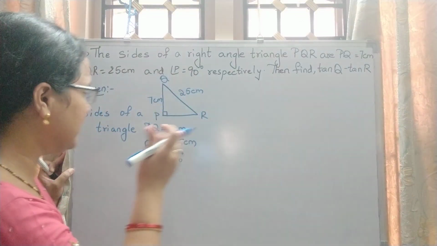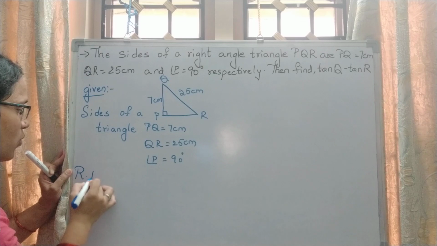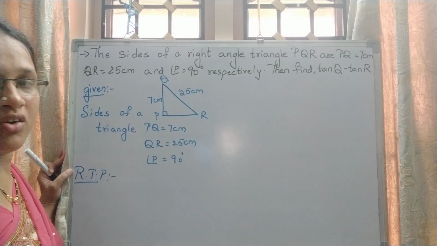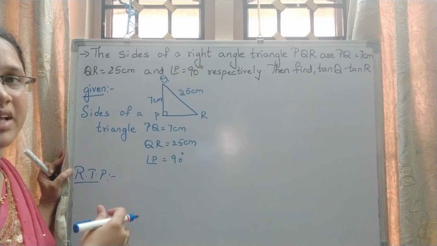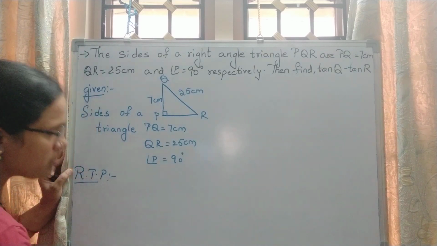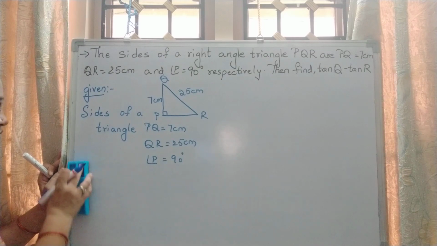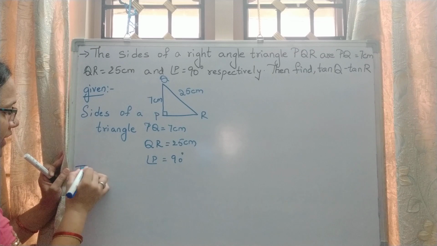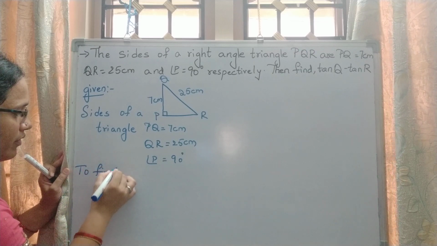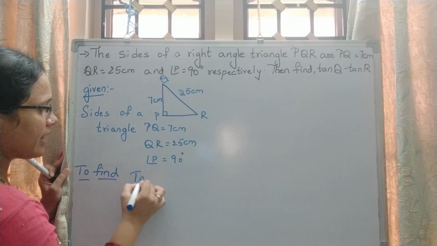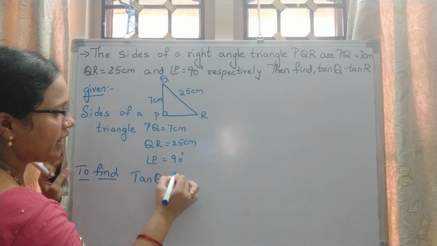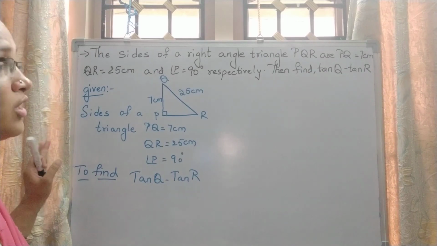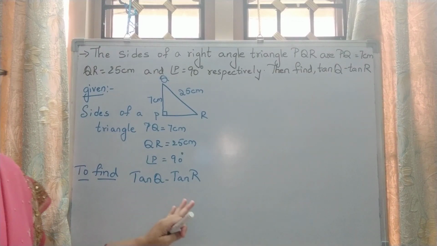Then find. What is required for you to prove, what you have to find out. This is the theorem way; actually, RTP is a theorem way. For problems, you need not write what to find, but you should know what you have to find. What you have to find is tan Q minus tan R. You should find the value of tan Q and tan R.